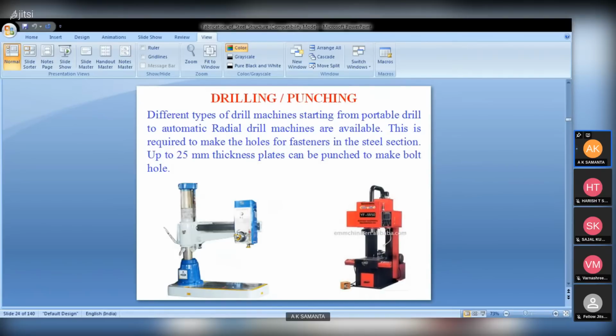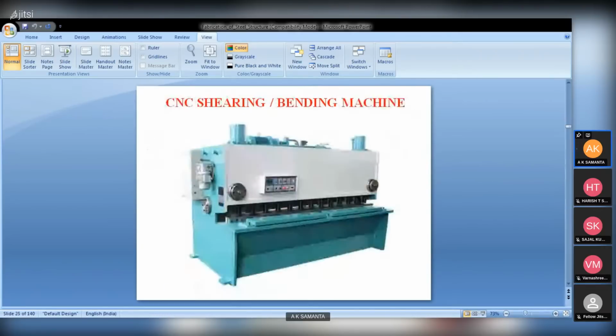Another is punching. With hydraulic punching we can punch the steel pieces so that the bolt hole can be formed. Now in drilling, a lot of tolerances will be there. So though it is cheaper, it may not be very good quality work. Rather, this hydraulic punching machine will give more precise holes for the bolt.